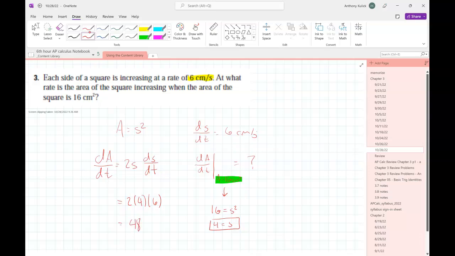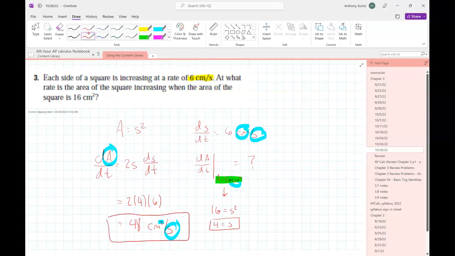And the unit should be centimeters squared per second. Great. I know it's centimeters because the units everywhere else were centimeters. I know it's squared because it's an area. And I know it's per second because the other rate was given in per second. And that's all she wrote.